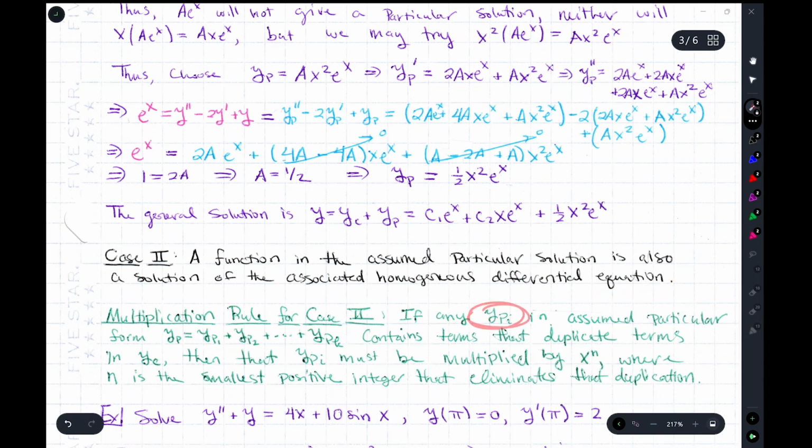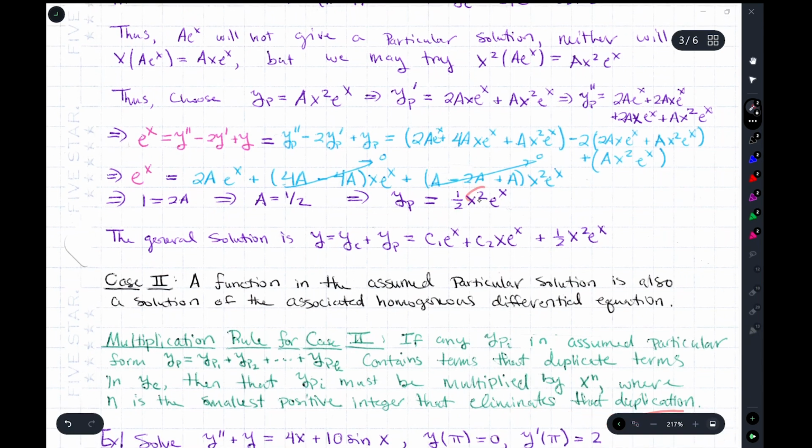If any y_pi, so as we noted previously, the right-hand side could be a sum of multiple terms, okay? So if any guessed assumed particular form that we have here, any of these y_pi's, contains terms that duplicate terms in y_c, just as we had above, then that y_pi must be multiplied by x to the n. And what is n? Well, n is the smallest positive integer that eliminates that duplication. So pretty straightforward, okay?